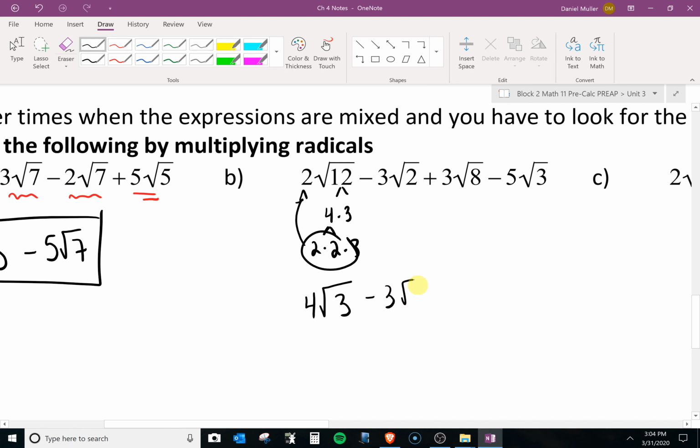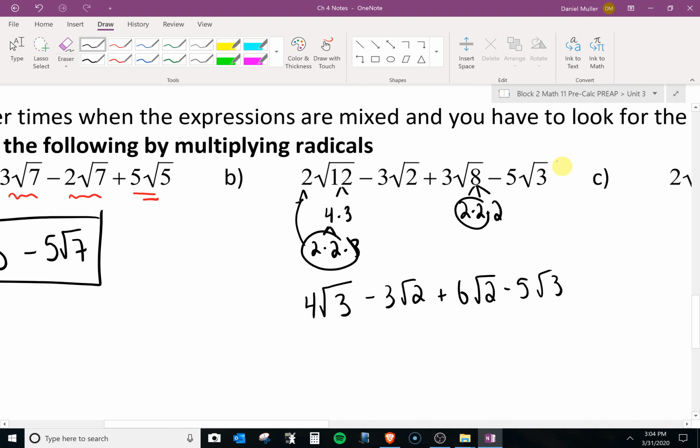Minus 3 root 2. 2 can't be broken up. 8, however, can. 8 I like to break up as 2, 2, and 2. So I can take a 2 out, pair of 2's. I can take a 2 out with the 3 already there. So 3 times the 2 would be 6. And there's a 2 left over. And then minus 5 root 3. I can't break the 3 up, it's already lowest.